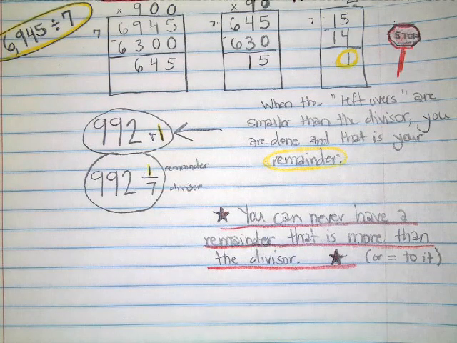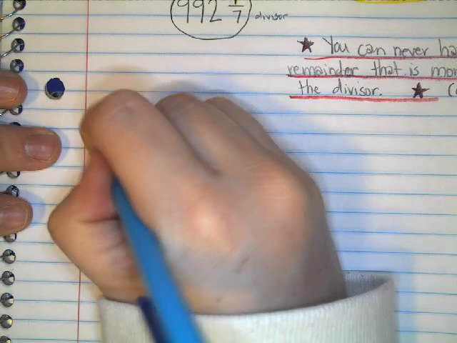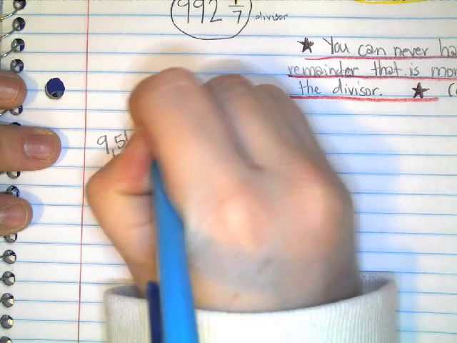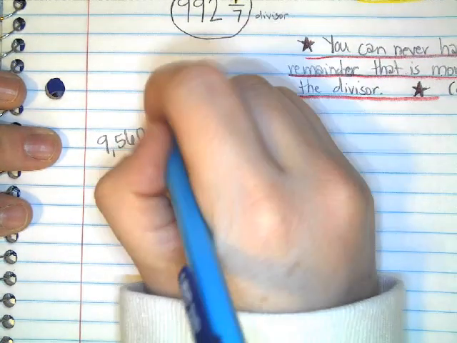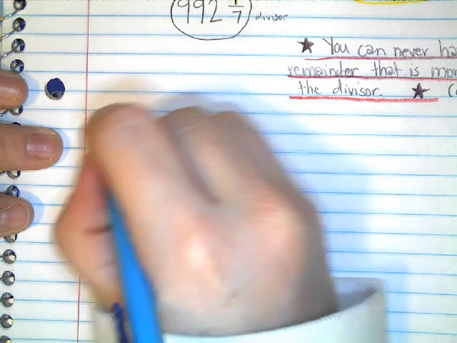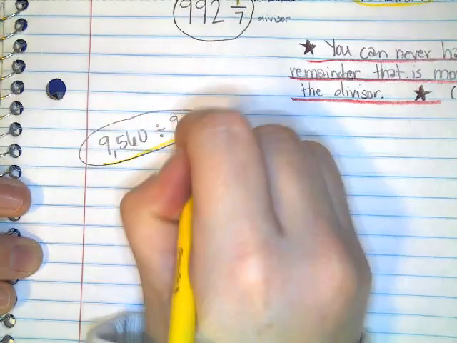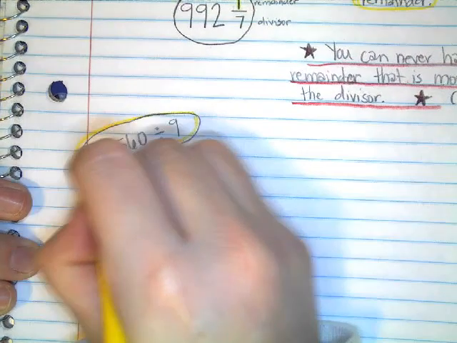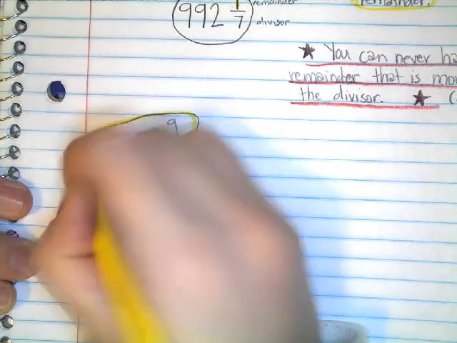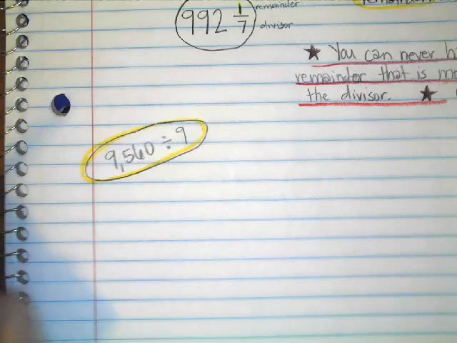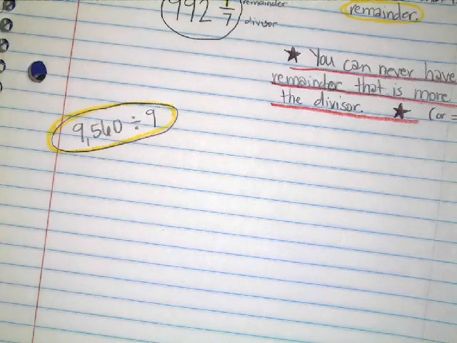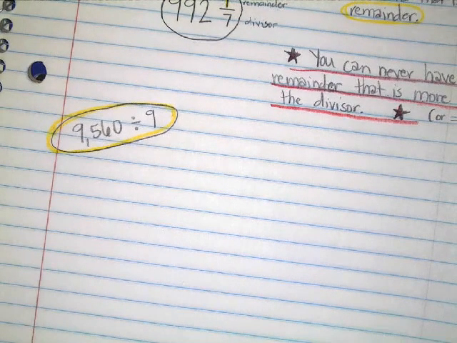Okay, let's try another one like this. Let's try 9,560, so slide your journal down. We're going to write this diagonal. Divided by 9. That's going to be the problem we work on. 9,560 divided by 9. And we're going to do place value sections.